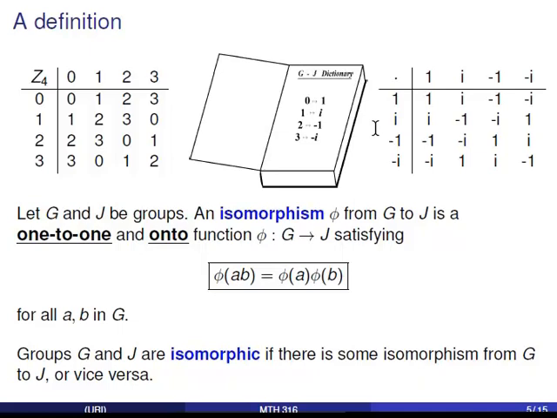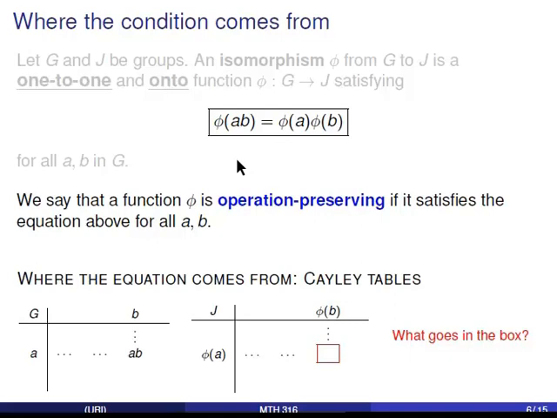Well, we will say that a function phi is operation preserving if it satisfies this property for all A and for all B in its domain. Now let's take a look at where this equation comes from.